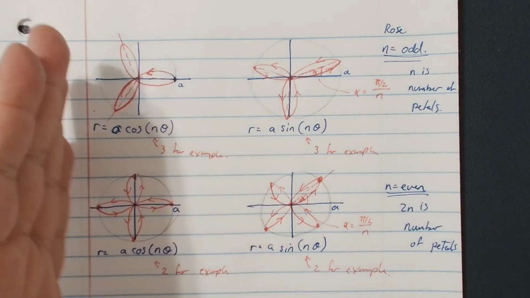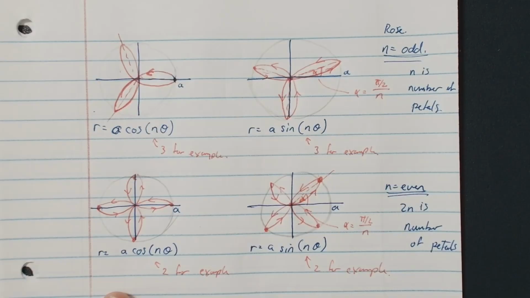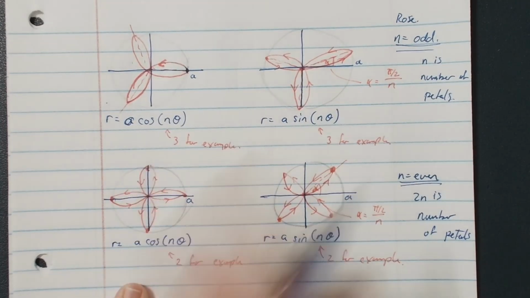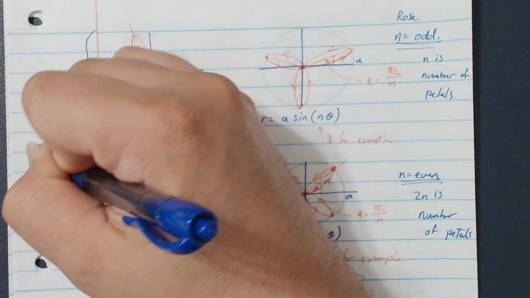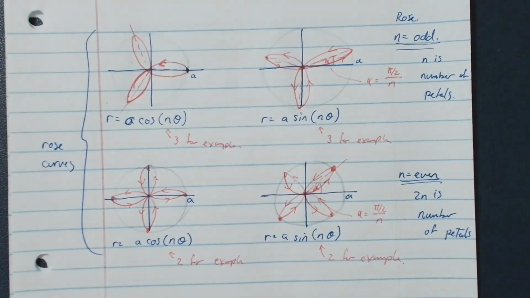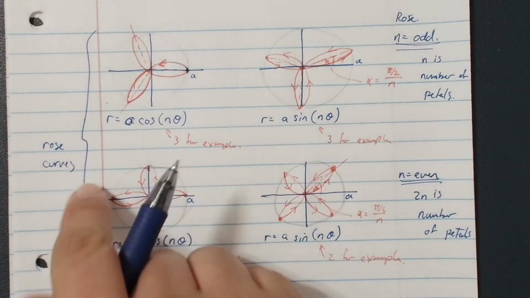So again, you can think of these as different, but really they're just one type of graph, just different outcomes that you get from different specific numbers here. But really all of these can be thought of as what are called rose curves. So really we've got 3 types of graphs so far: circle, limaçon, and rose curves.